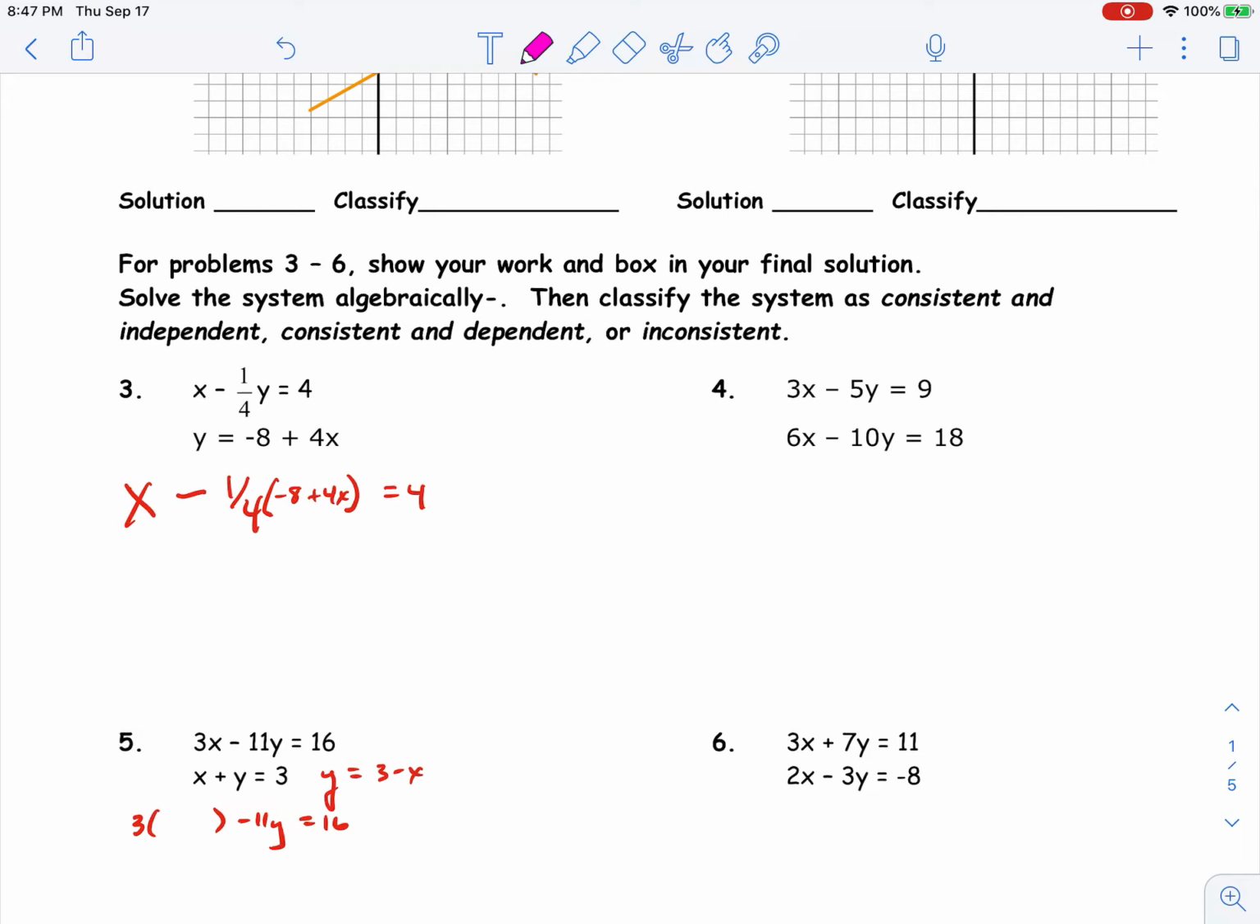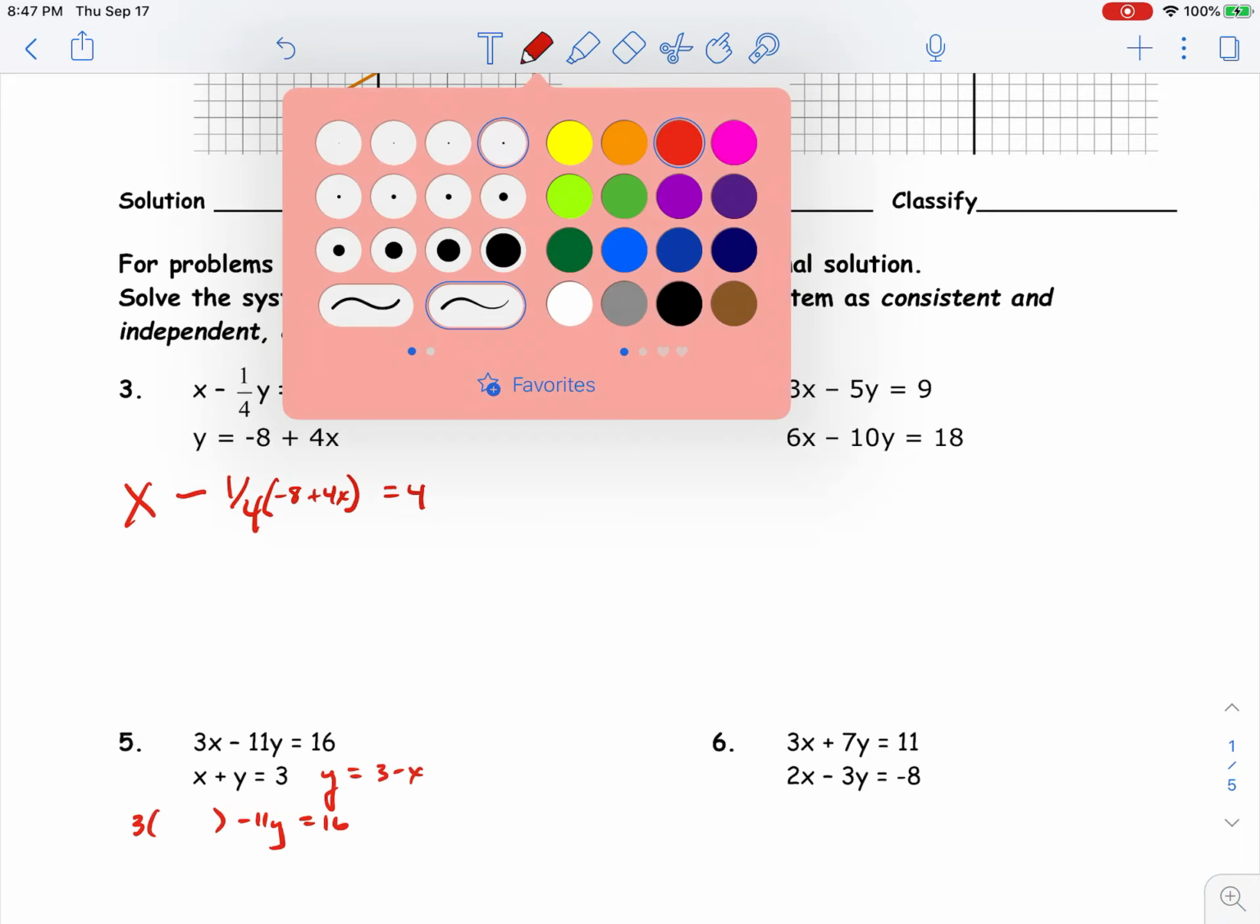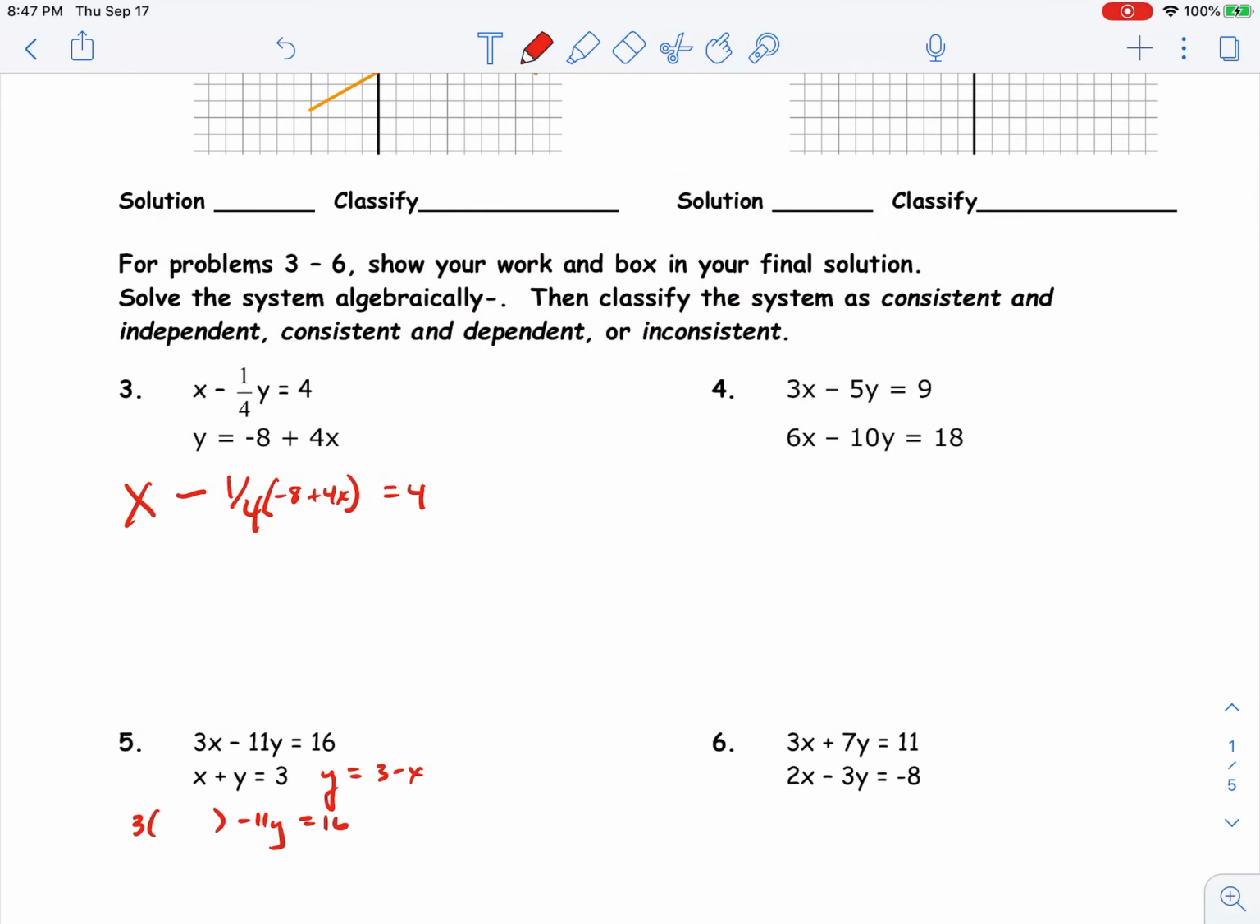And I started this problem for us just because I want to shorten up the videos a little bit. And what I noticed right here is wherever I saw y equals negative 8 plus 4x in this equation up here, all I did was plug in that negative 8 plus 4x.